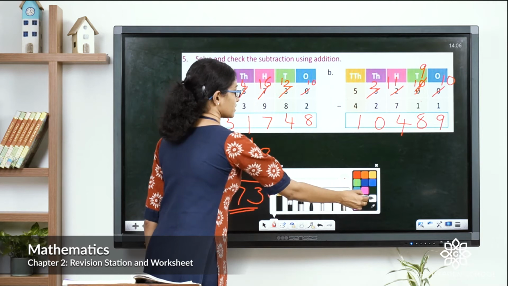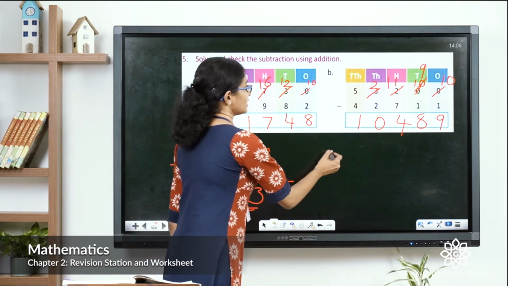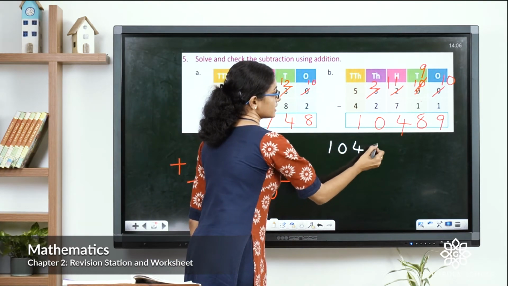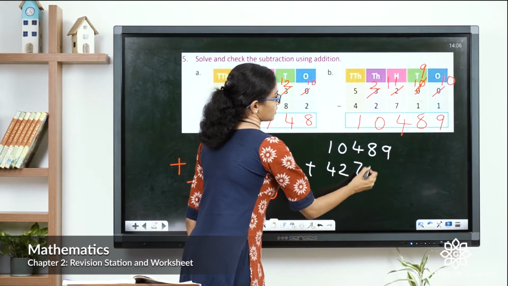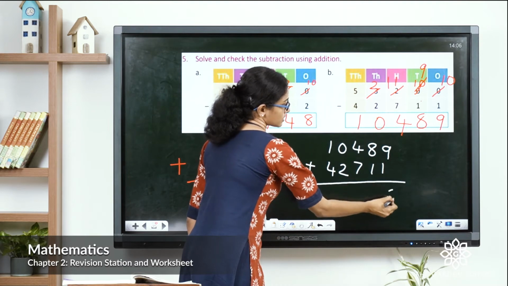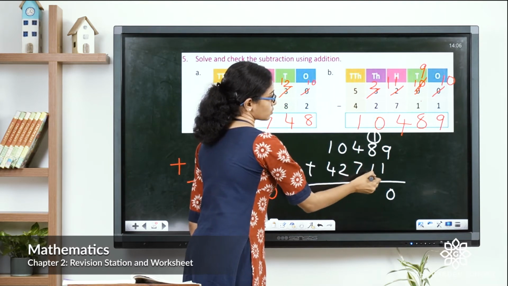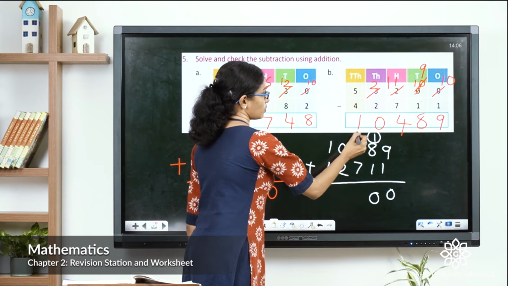Now let's check if the subtraction was done correctly. So let's add the difference and the subtrahend. So that is 9 plus 1, 10, carry over 1. 8 plus 1, 9, plus 1, 10, carry over 1.